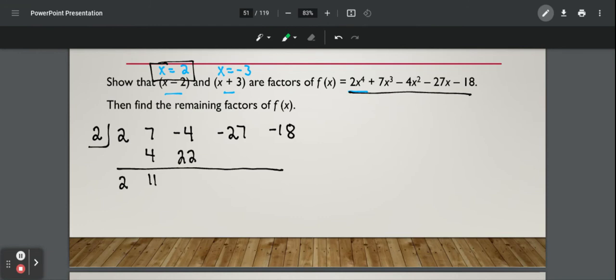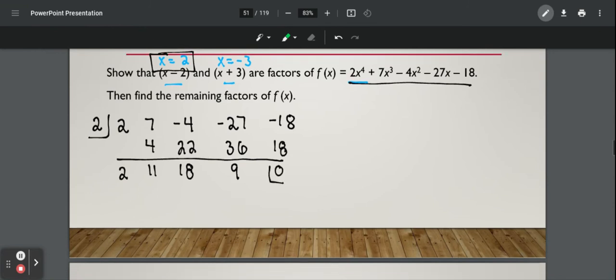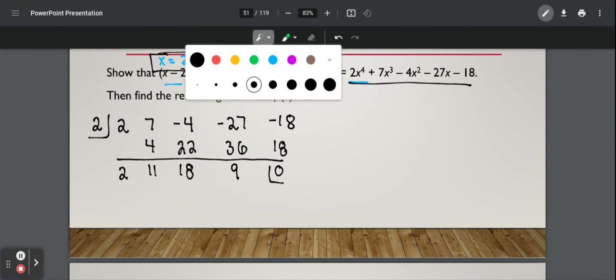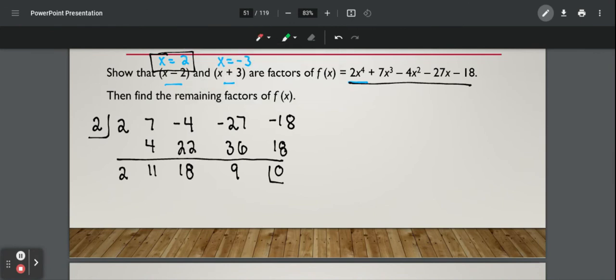Multiply, add, multiply, add, multiply, and you get a remainder of 0, so that's good. So now what we're going to do is take our next 0, we'll use red, when x is negative 3, and we're going to put negative 3 on the shelf with these coefficients that were left over.